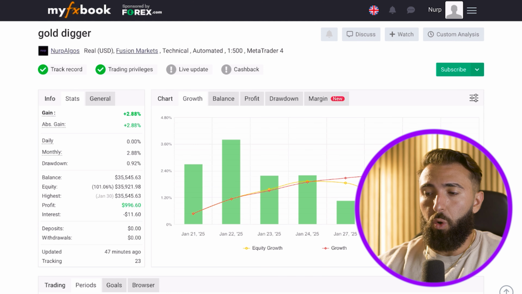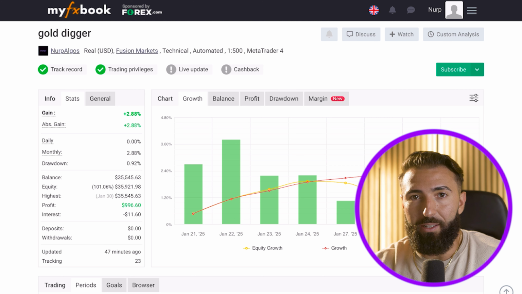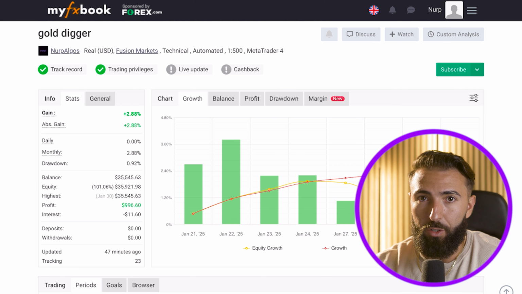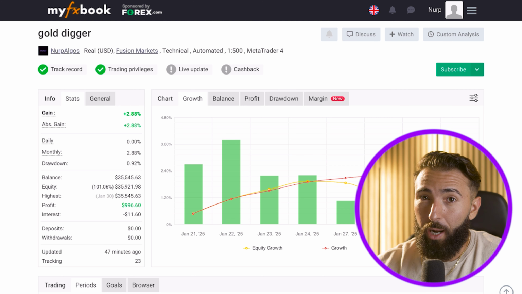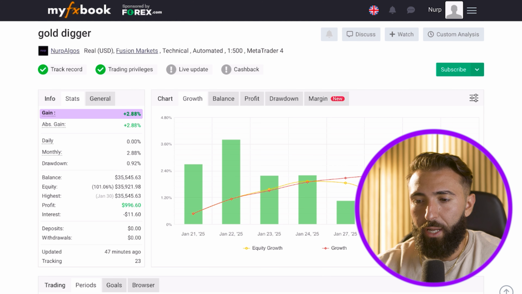Next up is the famous gold digger, and if you've been paying attention to the price of gold, it has been smashing new highs, which has been extremely exciting to watch. But this algorithm has been performing probably just as good, if not maybe better. So for the month of January, it did 2.88%. Its max drawdown was 0.92%, so not even 1%, and its profit was $996.